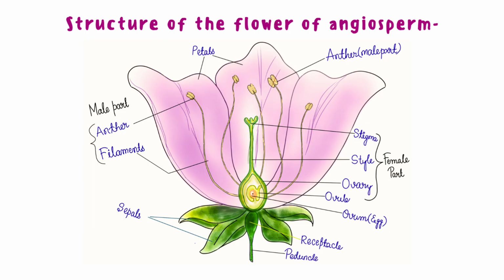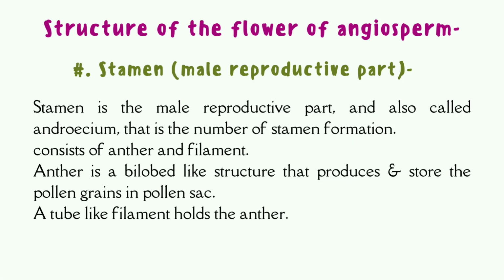Here it's showing the structure of a flower, where it consists of both male and female reproductive tract together. The male reproductive part called stamen, also called androecium, contains a tube-like structure which holds the anther, a bilobed structure that produces and stores the pollen grains in the sac.